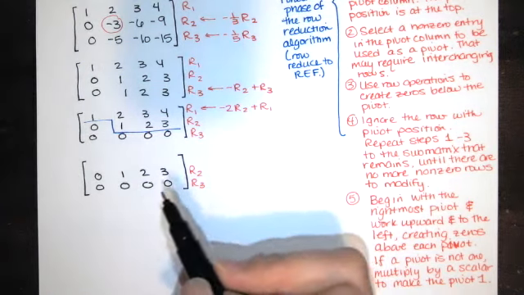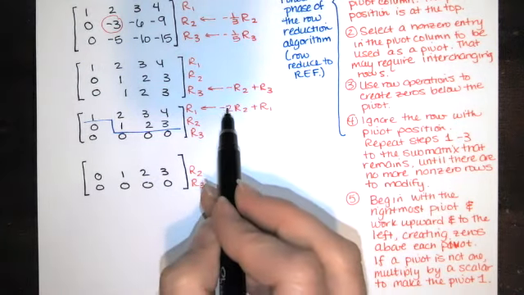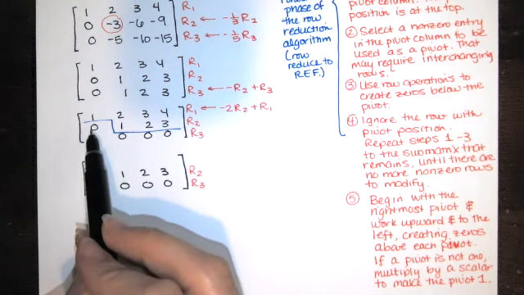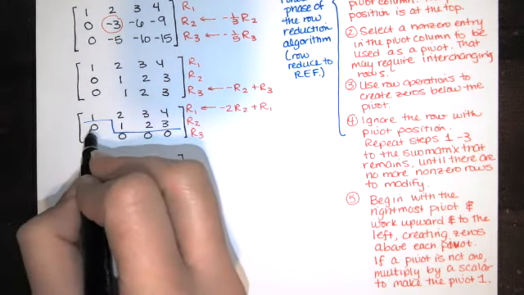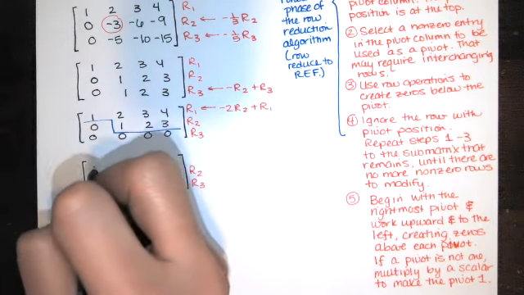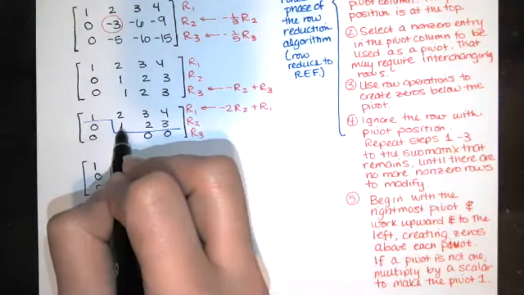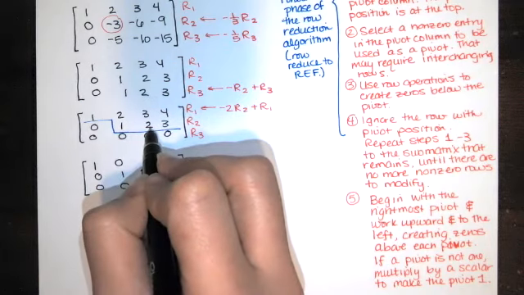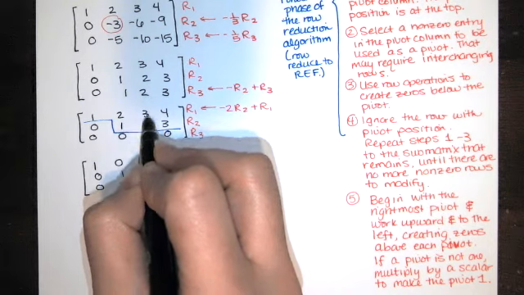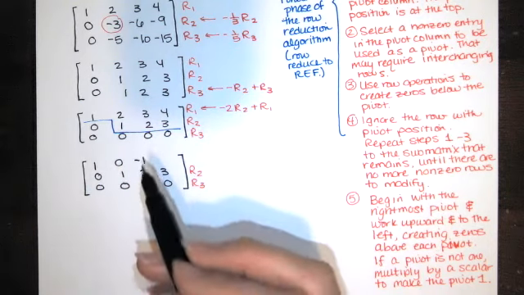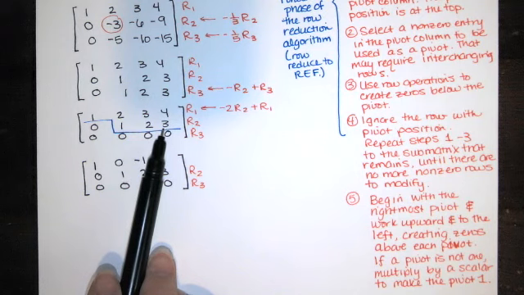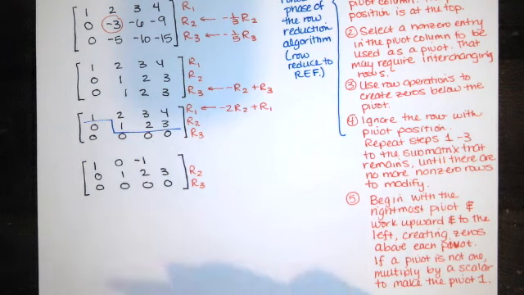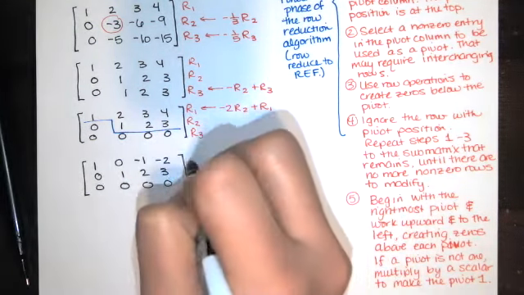But we're taking row 1 and adding -2 times row 2. -2 times 0 is 0. Or 0 plus 1 is, of course, 1. 1 times -2 is -2. -2 plus 2 is 0. 2 times -2 is -4. -4 plus 3 is -1. And then we have 3 times -2 is -6. -6 plus 4 is -2. And that's our new row 1.